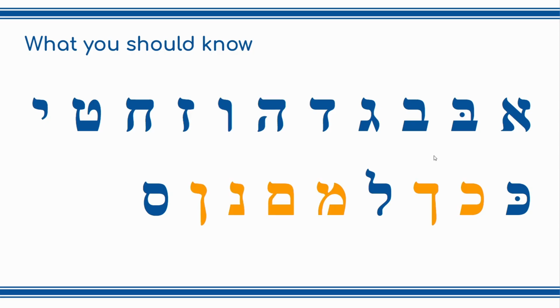Next are the shape-shifting letters. So Chaf, Chaf Sofit. This shows up at the end of the word. Mem, Mem Sofit. This shows up at the end of a word. Nun, Nun Sofit. And the Nun Sofit shows up at the end of a word. Okay, so hopefully you remember all this going forward.